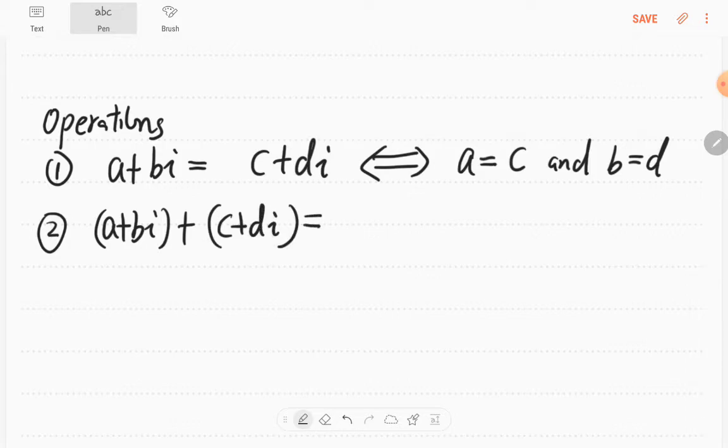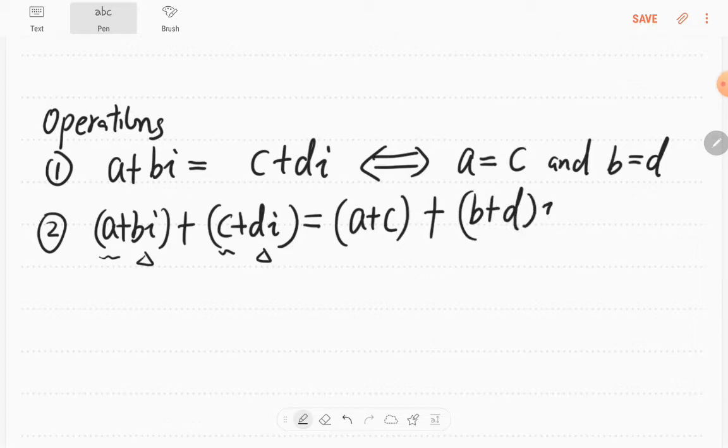Okay. If you have a plus bi, this is one complex number, plus c plus di, another complex number. So what is this equal to? We combine the real parts and combine the imaginary parts. So this is a plus c, real part plus real part, plus imaginary part plus imaginary part. So this is bi plus di, we take i out, so it's b plus d, times i. You can treat i as a number, but this is a very special number, which is the square root of negative 1.